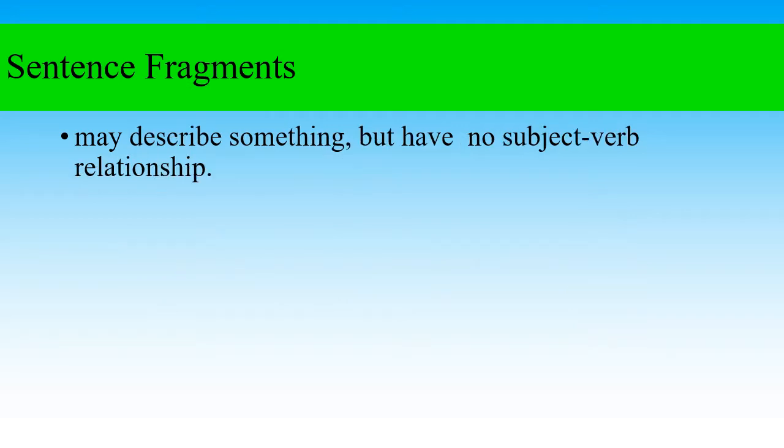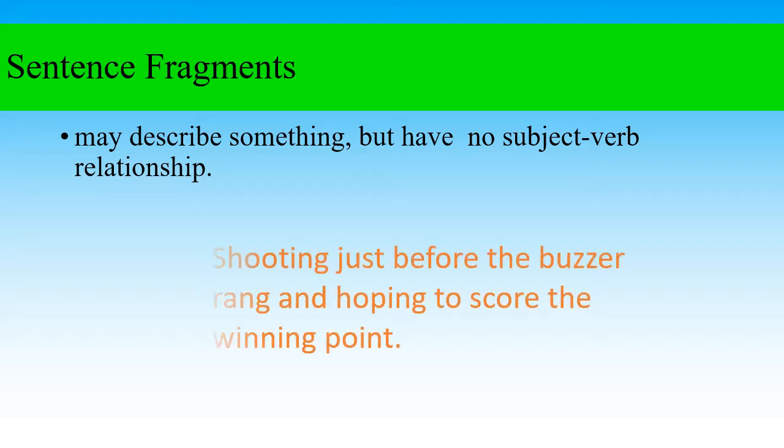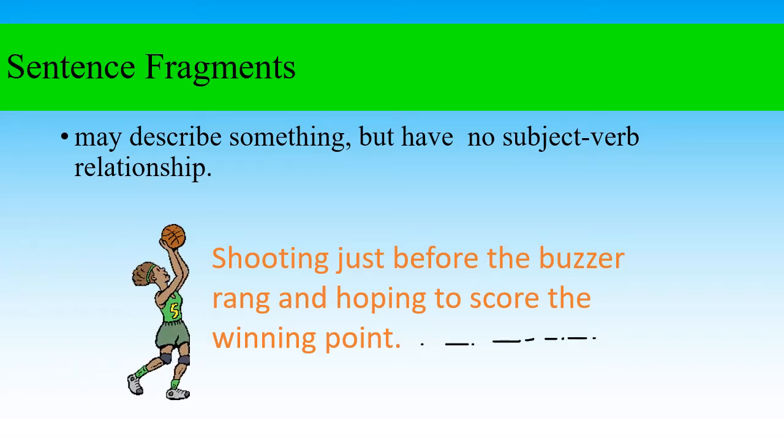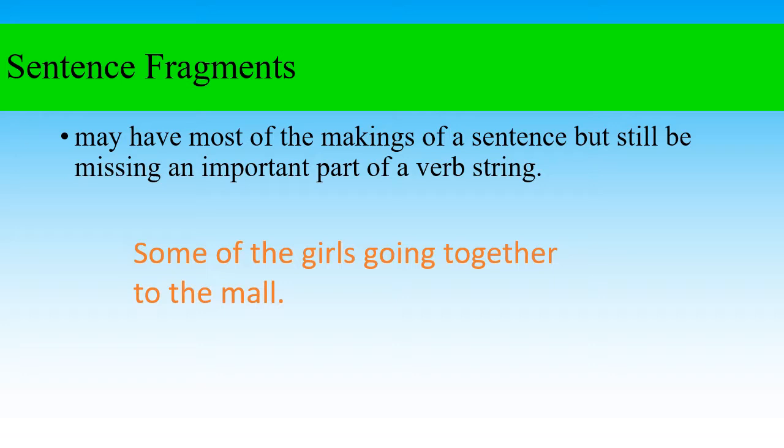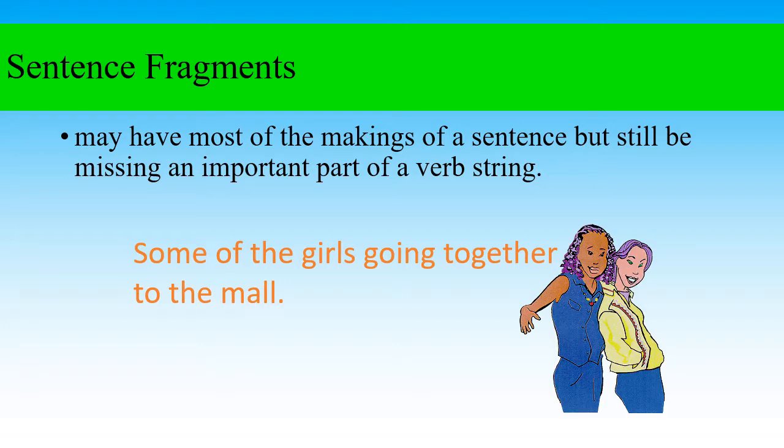Sentence fragments may describe something, but have no subject-verb relationship. Shooting just before the buzzer rang and hoping to score the winning point. I feel like there should be more here. But there's not, so it's just a sentence fragment. Sentence fragments may have most of the makings of a sentence, but still be missing an important part of a verb string, meaning there's got to be an action going on. Some of the girls going together to the mall. Okay, what are they doing?